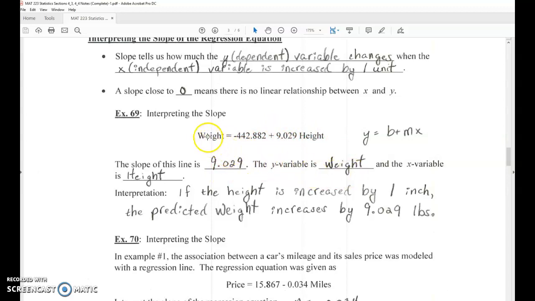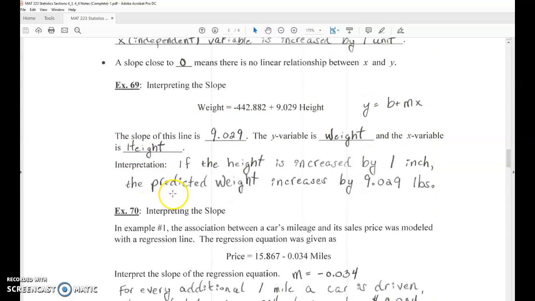The y variable is weight, right? Y equals b plus mx, and the x variable is height. So the interpretation here is that if the x variable is increased by 1 unit, then the predicted y variable increases by the amount of the slope. So if the height is increased by 1 inch, because our units were inches for height, the predicted weight increases by the amount of the slope, which is 9.029, and since it's weight, that's pounds.